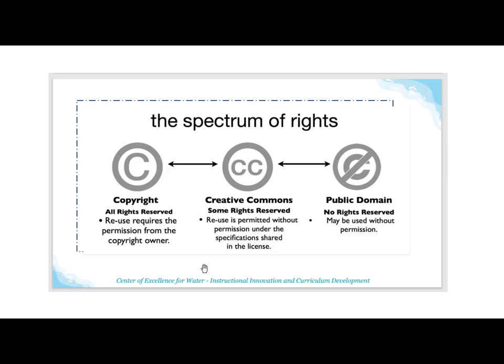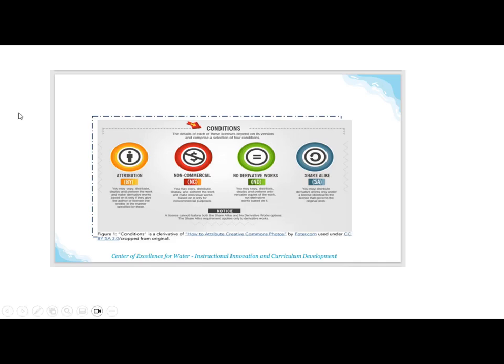Here, the spectrum of rights, there are three. Copyright, all rights reserved. These are the main three icons, but there are sub-icons we are going to talk about. Here is Creative Commons and Public Domain. Public domain, no rights reserved, may be used without permission.